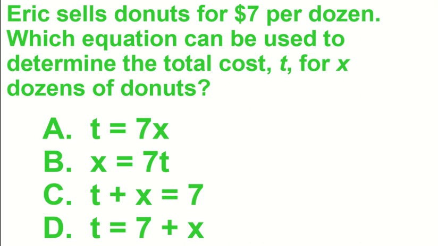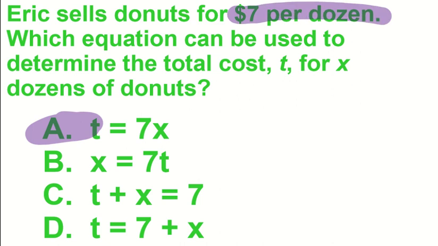All right, Eric is selling donuts, $7 per dozen. Which equation can be used to determine the total cost T for X dozen of donuts? Sophia? A is correct. So a lot of these, a little bit easier probably when you have multiple choice, obviously. But A is going to be the correct answer.